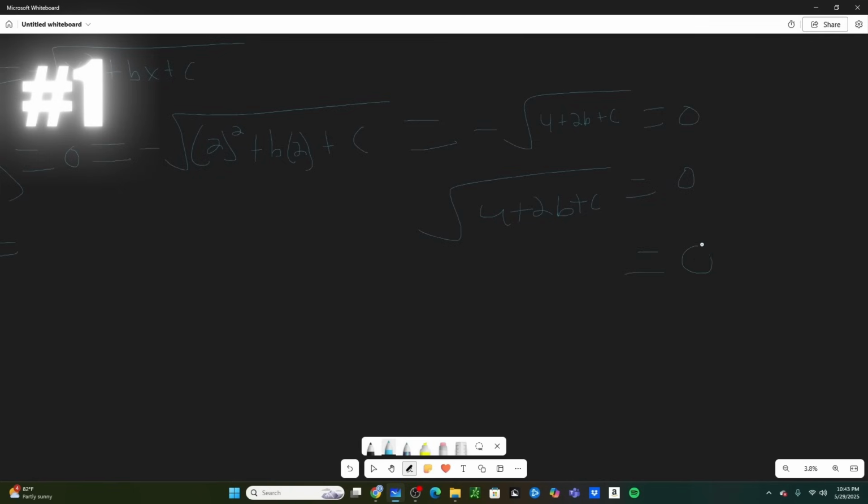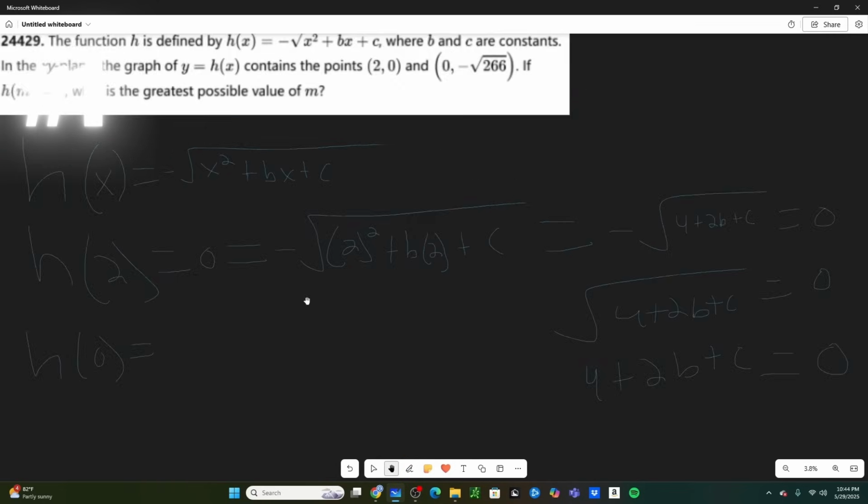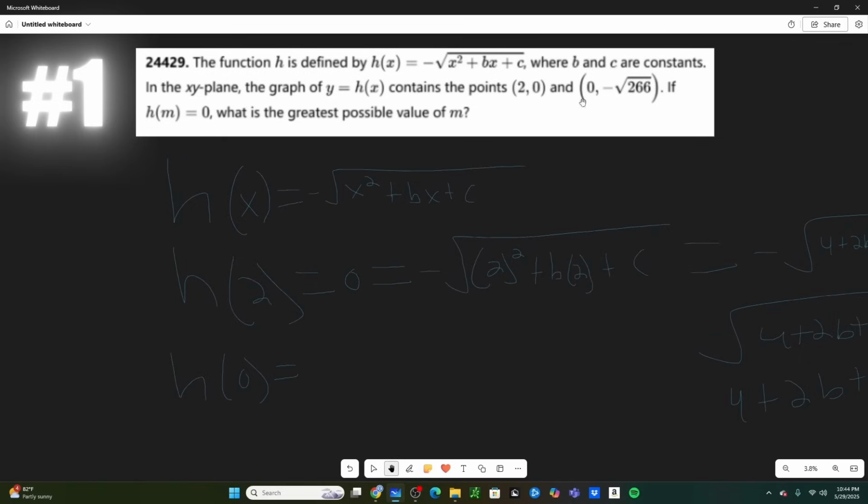The right side will still stay 0 because 0 squared is 0. And then the left side will be 4 plus 2b plus c, right? But we still have two variables we need to solve for. We can't do that with just one equation. So now let's plug in the other point we were given, 0 comma negative square root of 266.